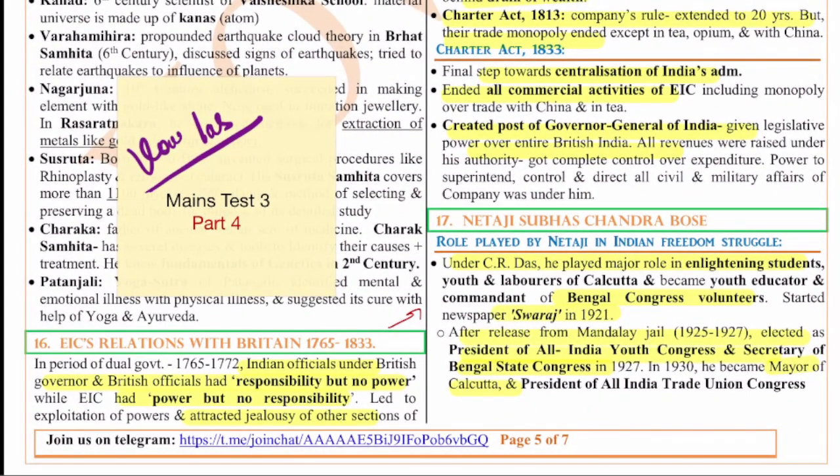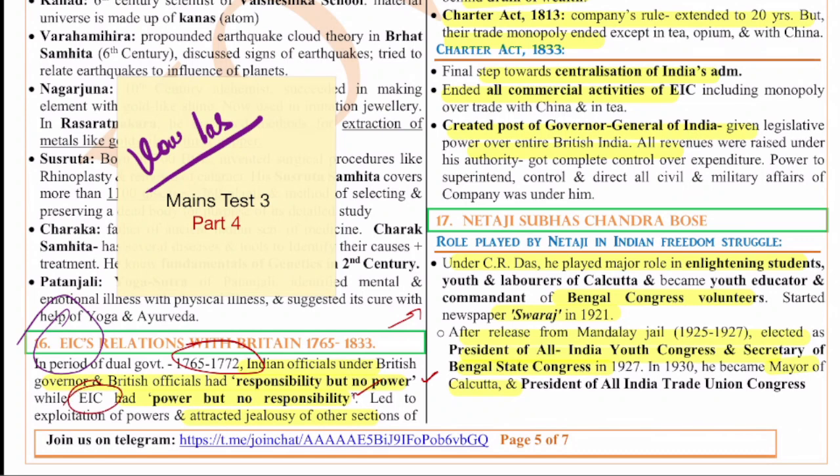So the 16th question is basically on the East India Company's relation with Britain from 1765 to 1833. What was their relation all about, and how did the British government exert its influence over the East India Company? All of these things were asked. In the period of dual government between 1765 and 1772, the Indian officials were under the British governor, and British officials had the responsibility but without power, whereas the East India Company had power but no responsibility.